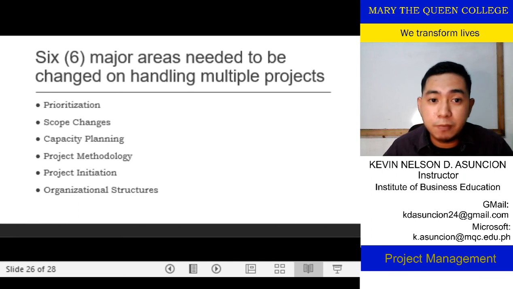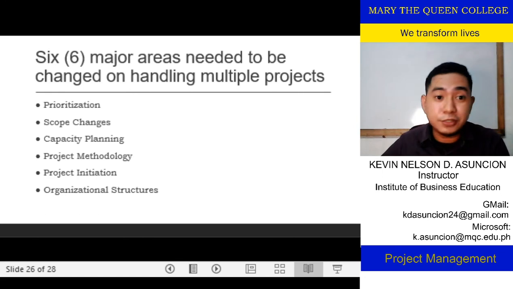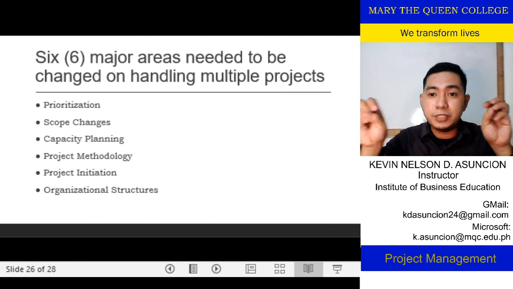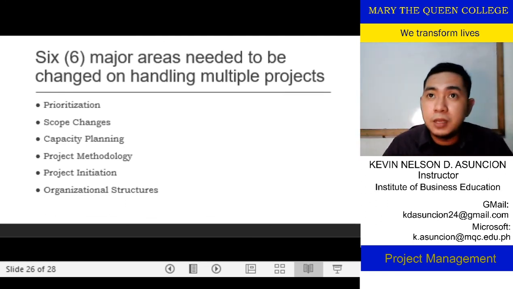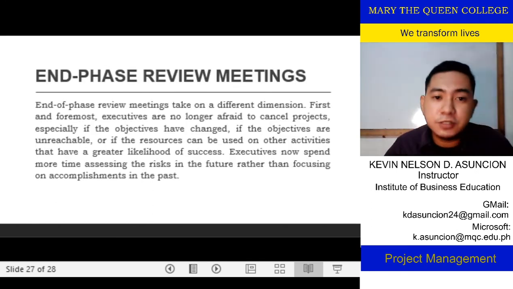The capacity. You need to adjust or plan for your capacity, dahil of course, andito yung mga resources mo. So if you have multiple projects, kailangan tignan mo muna. Baka naman magsabay yung mga schedules nila and also the use of these resources at mawalan ng resource yung isang project pagdating ng pagkakataon. Then project methodology, how will you be doing the project, and the project initiation, as well as organizational structure. So you need to assess whether you need to change your organizational structure depending on the type of project you're handling. Okay, and last is the end phase review meetings.